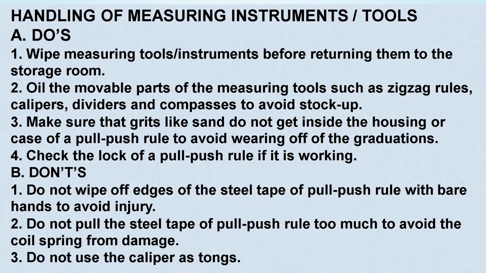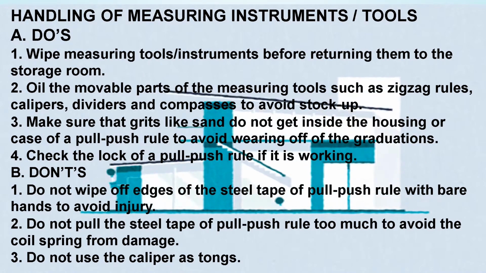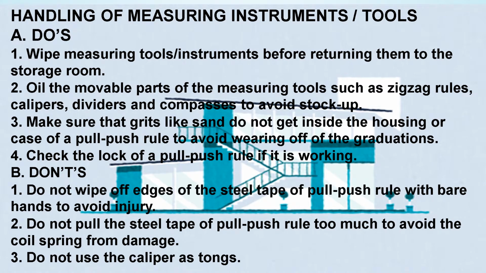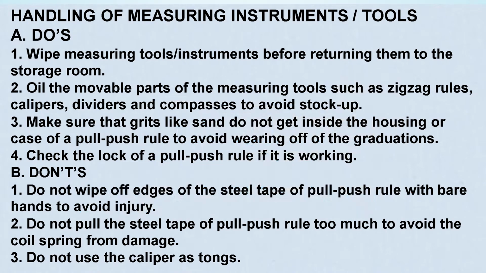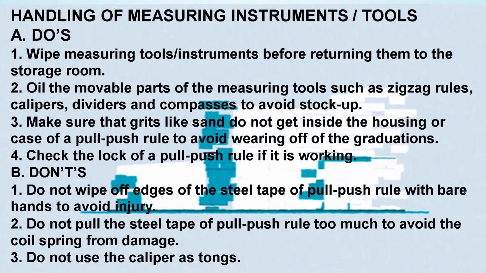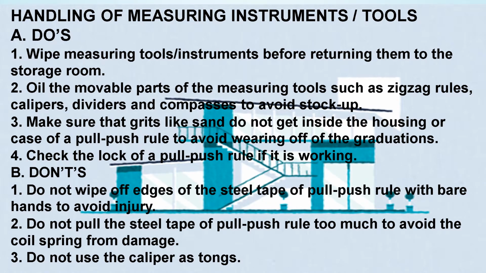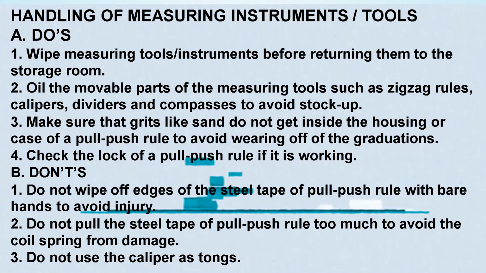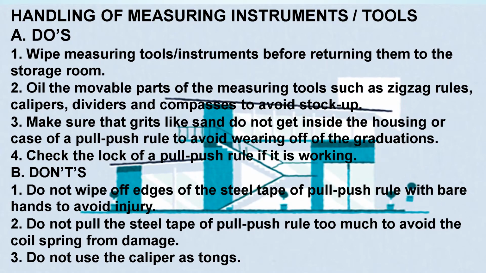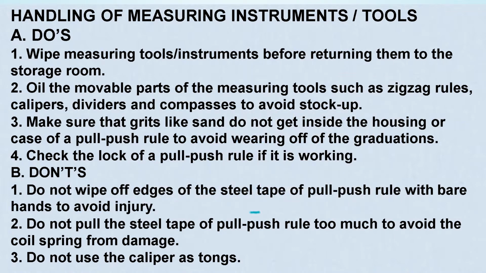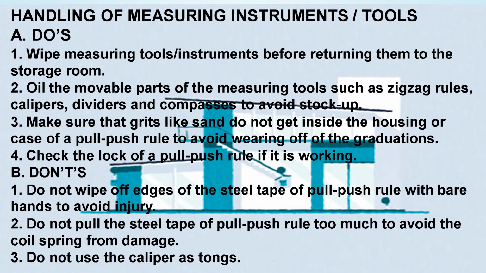Okay, let's proceed to handling of measuring instruments or tools. A. Do's. The first do, wipe measuring tools or instruments before returning them to storage room. Second, oil only the movable parts of the measuring tools such as zigzag rules, calipers, dividers, and compasses to avoid stuck-up.